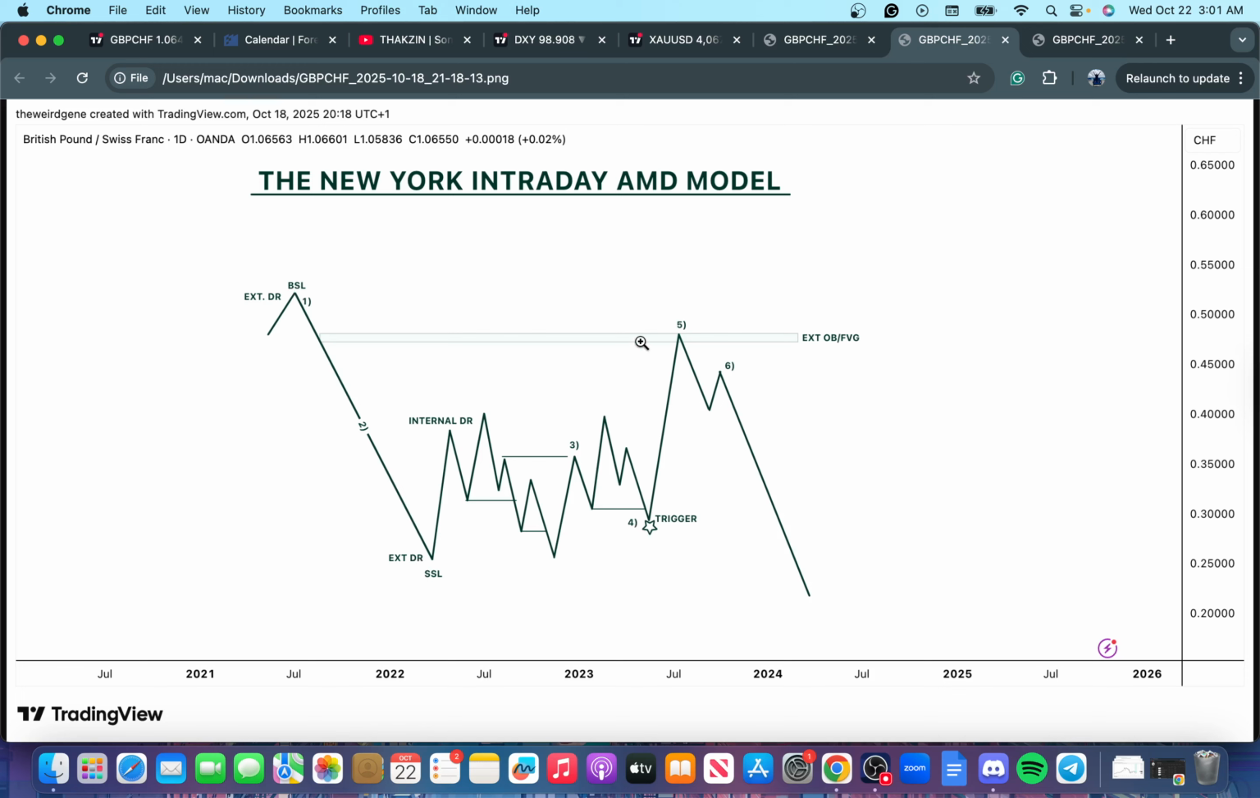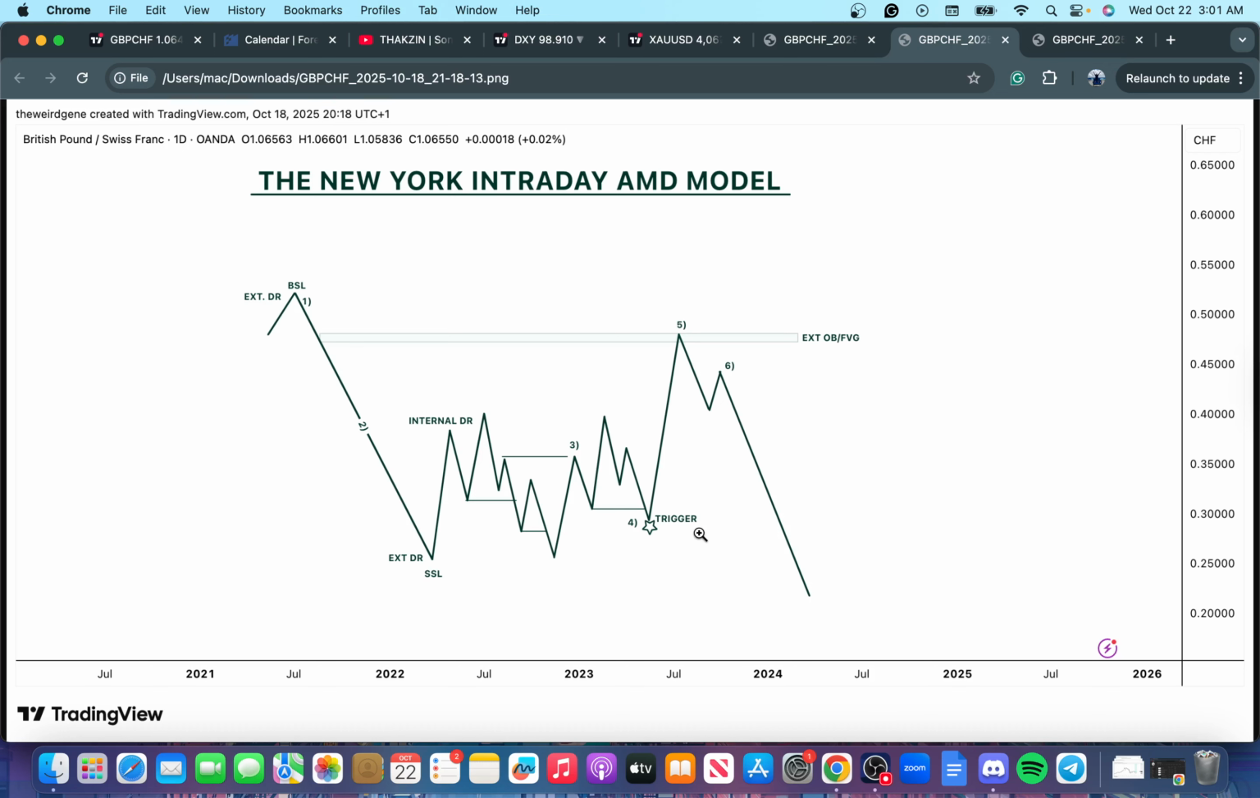Now, we only target liquidity on either side depending on our draw on liquidity on the daily time frame, which is why the daily time frame is a key component to our analysis. If the daily time frame profile is bearish and we're looking for draw on liquidity lower, we're looking for sell side. If the daily time frame profile is bullish and we're looking for draw on liquidity higher, then of course we're looking for buy side liquidity, right?